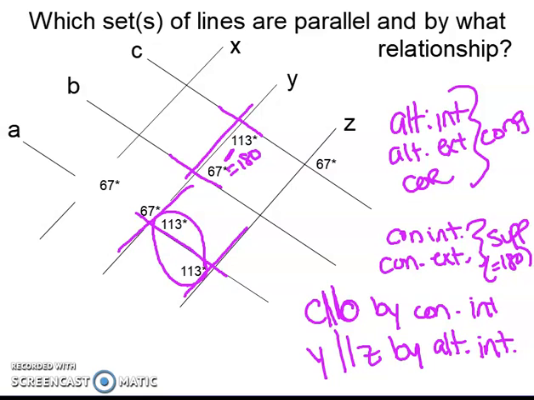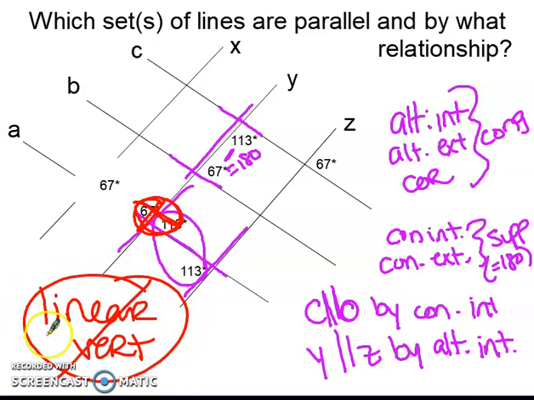Now, one thing to be mindful of. These two right here form a linear pair, but a linear pair does not prove that they are parallel. So don't try and prove it parallel using a linear pair or using vertical. We will never use those to prove anything parallel.